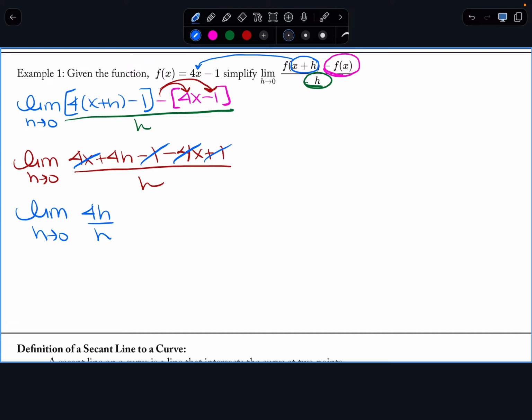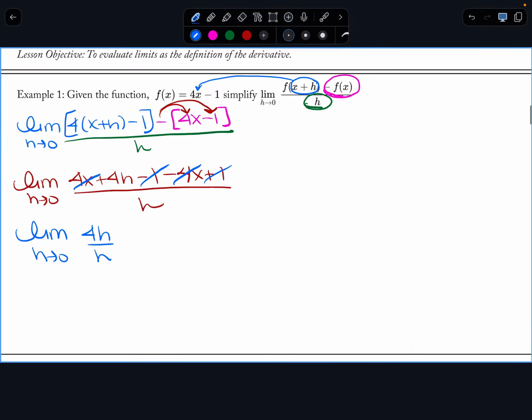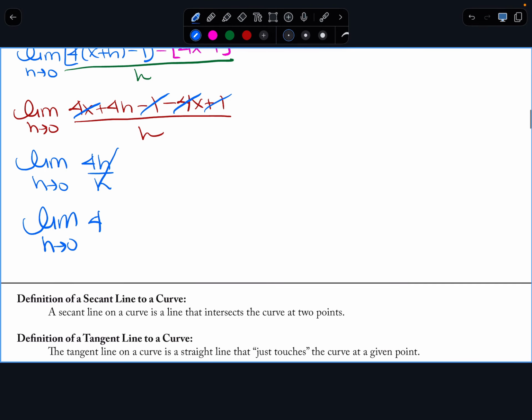Now, before I plug in 0 for my h, I must reduce. So I'm going to reduce first. Reduce and then plug in 0 for h, if there's any h's left. So here I'm going to cancel out my h first. So I have the limit as h approaches 0 of just 4, which is 4. Okay. Questions that you guys have?